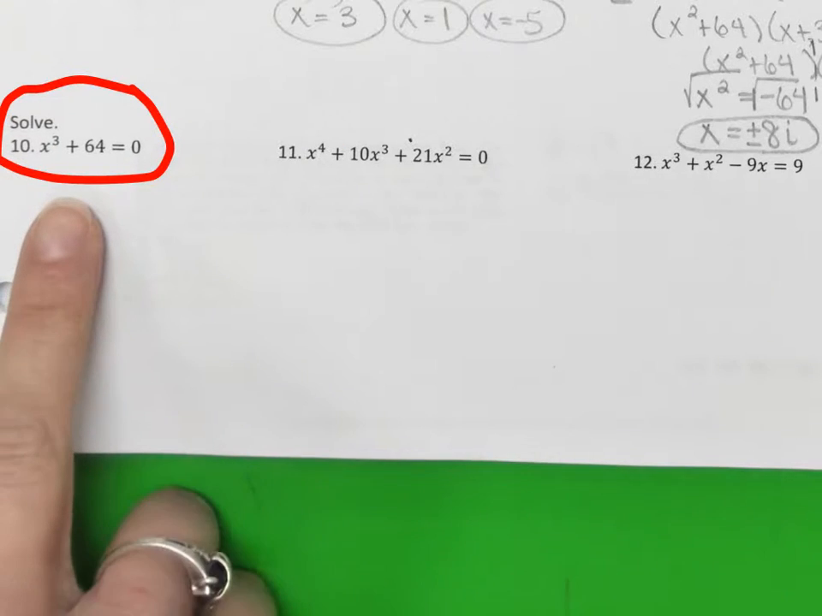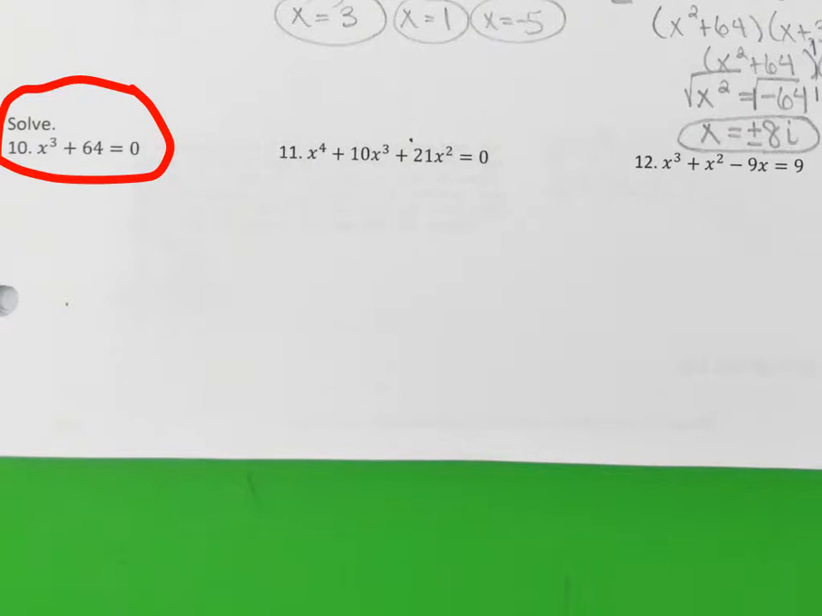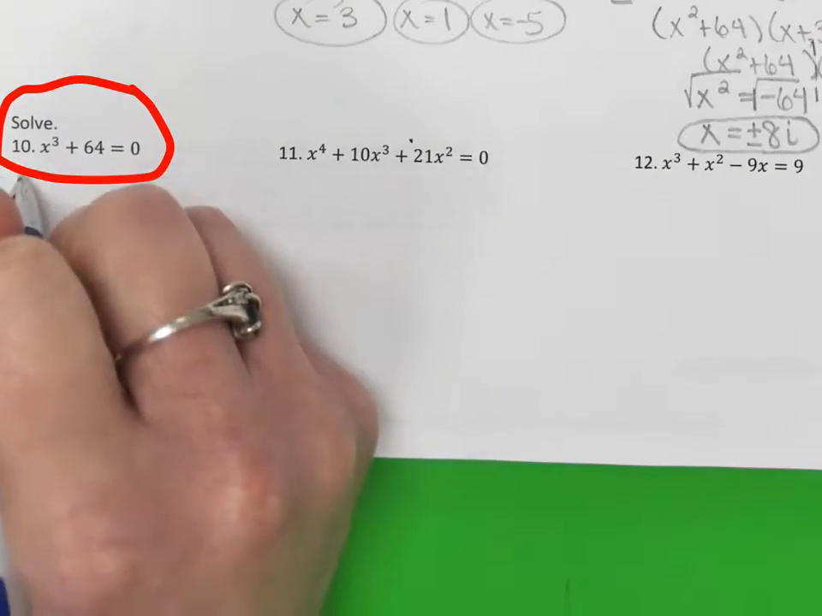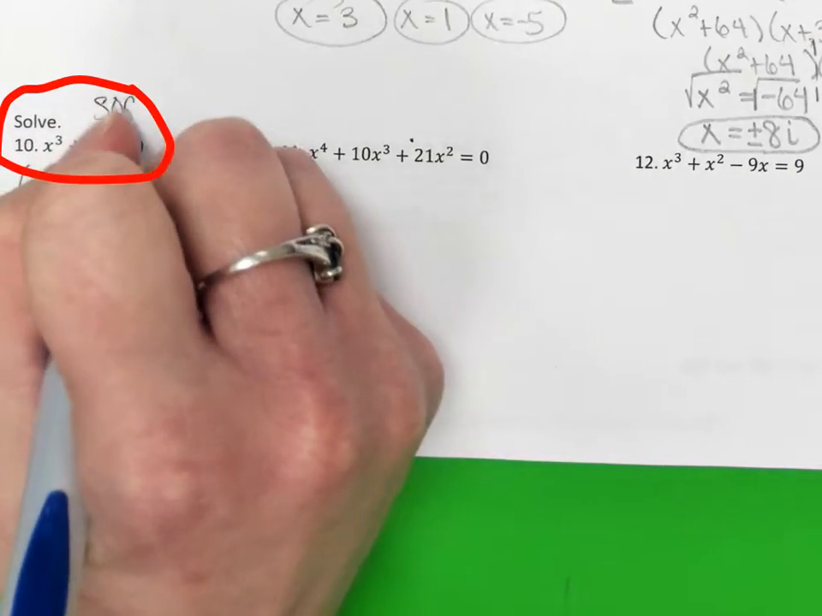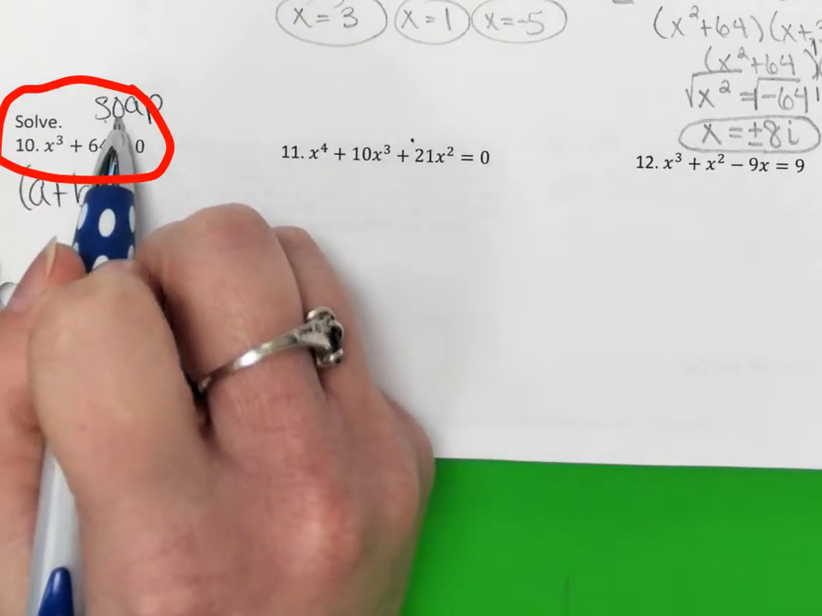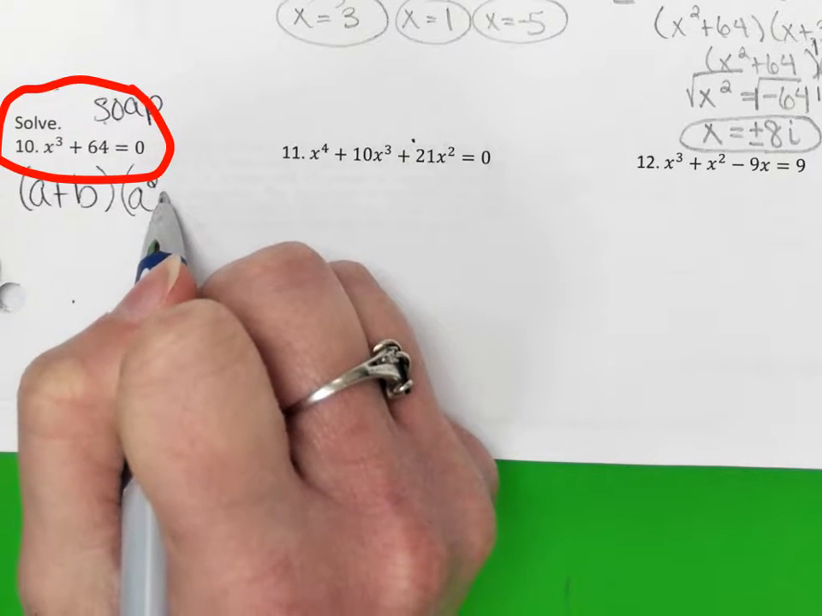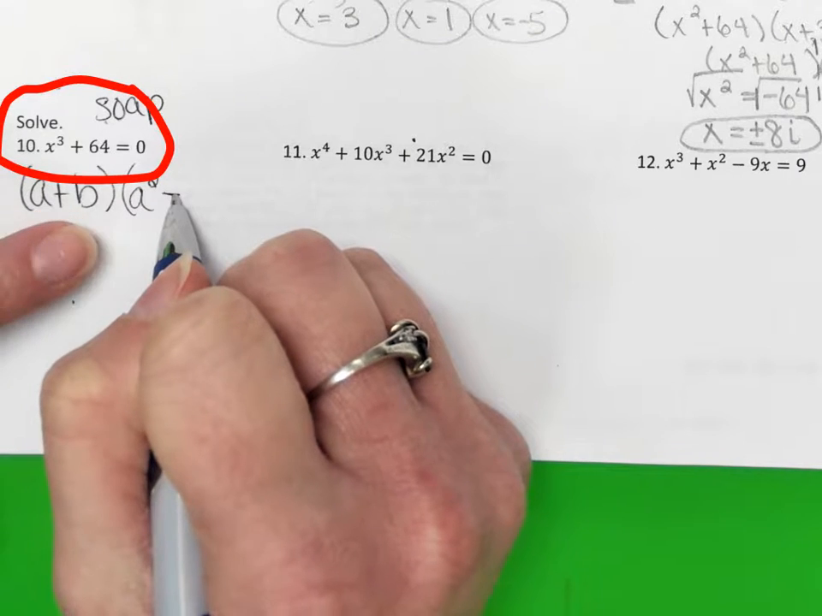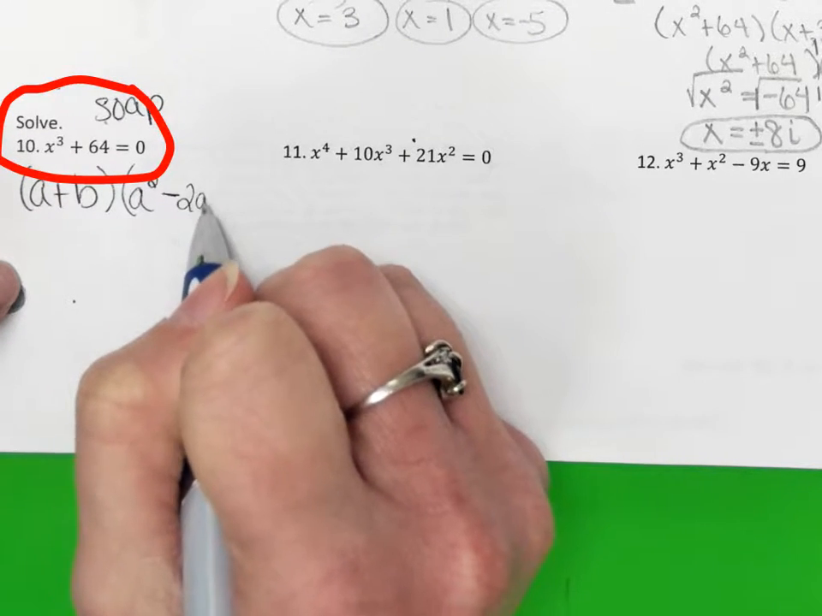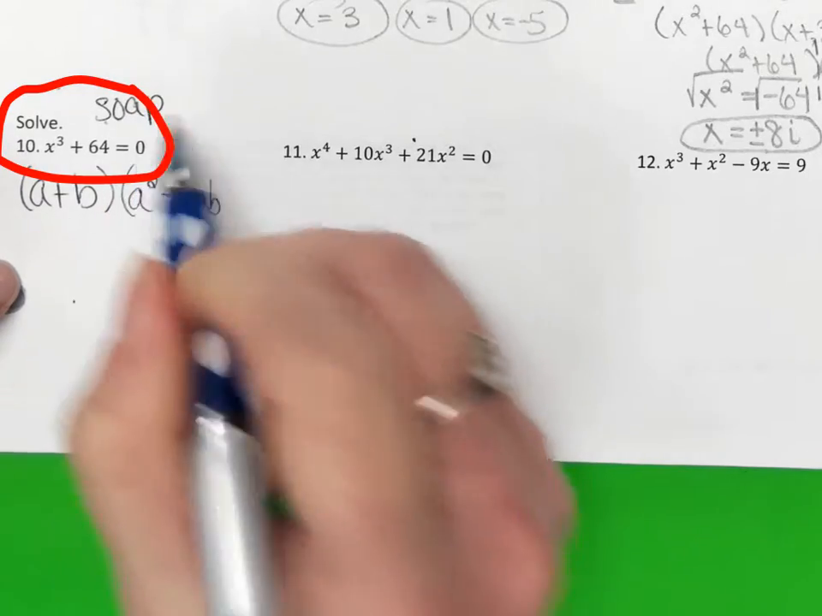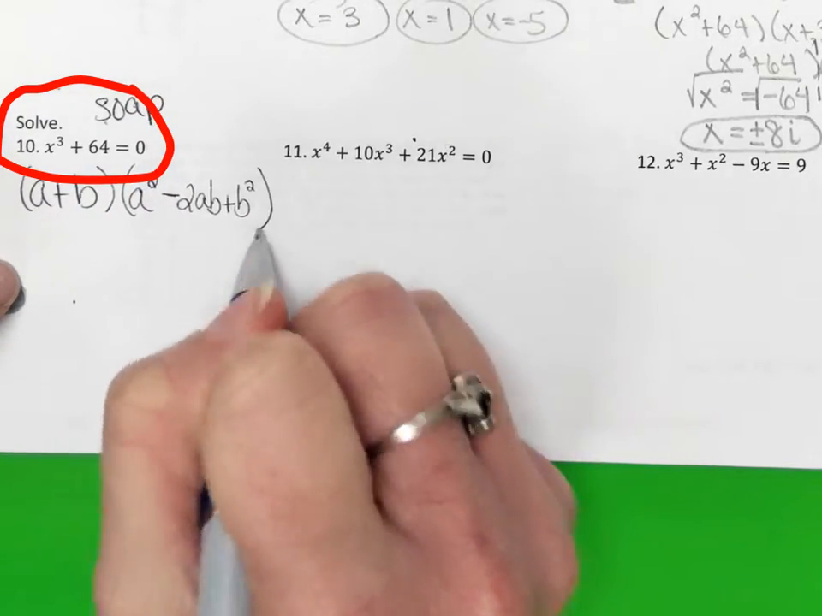Alright guys, we are only working on number 10. Do we remember how to factor cubes? The formula is like A plus B. Remember SOAP? Same sign, opposite sign, always positive. It's A squared first, then the opposite sign would be a negative, then A times B, then always positive B squared.